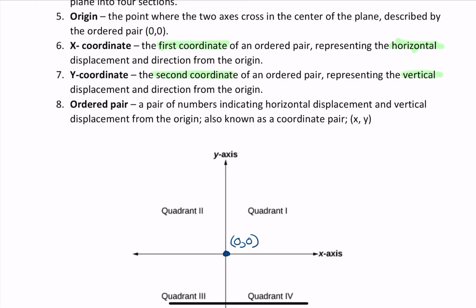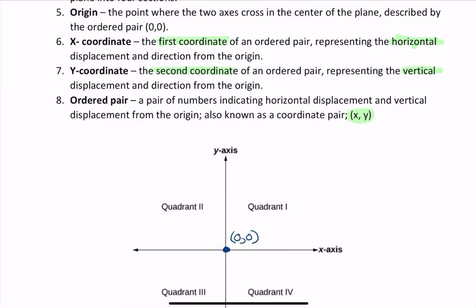So when you're plotting ordered pairs, you move left to right first, depending on if it's positive or negative, and then the y coordinate, you go up or down. If it's positive, you go up. If it's negative, you go down. And that makes the ordered pair where x is the first coordinate and y is the second coordinate.